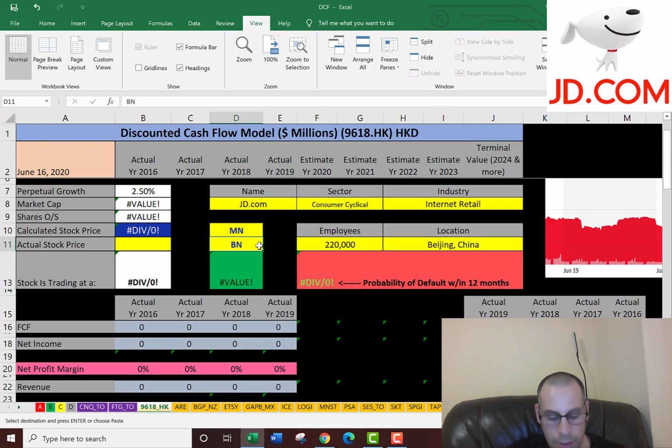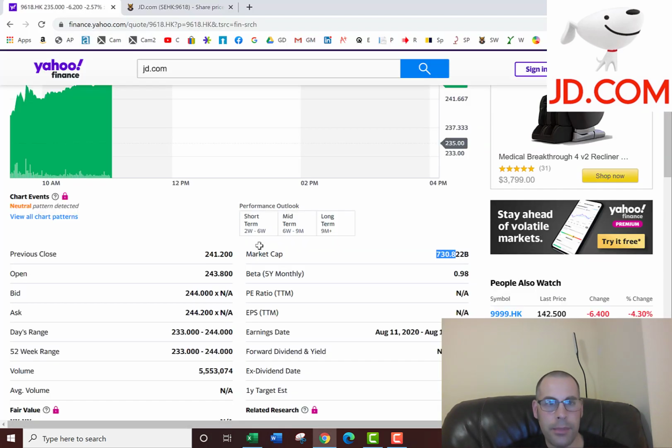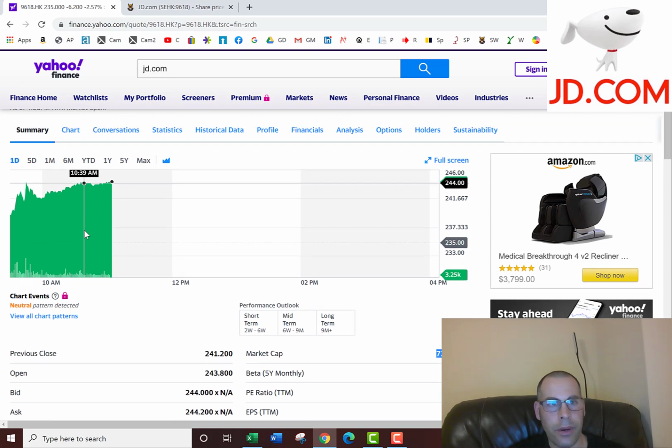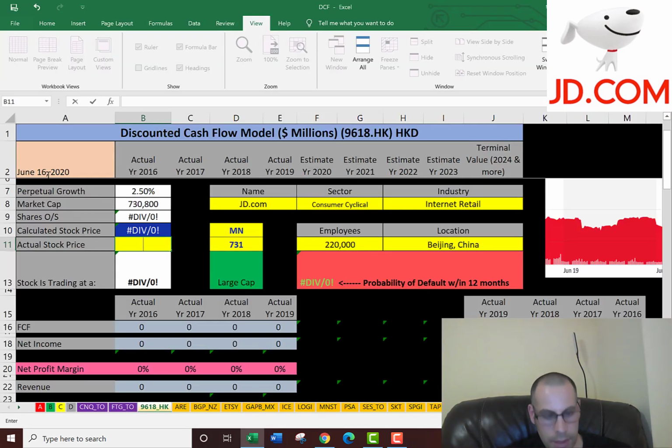And that's the value of the company according to the stock market, which is the stock price times the shares outstanding. That equals market cap. And it's trading at $235. Everything's in Hong Kong dollars.